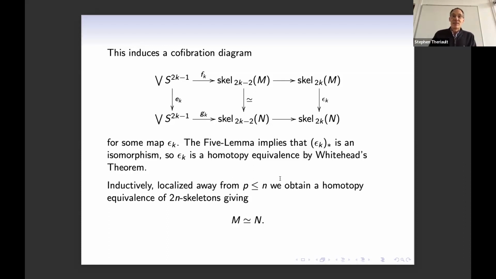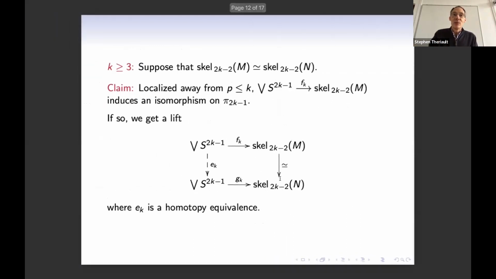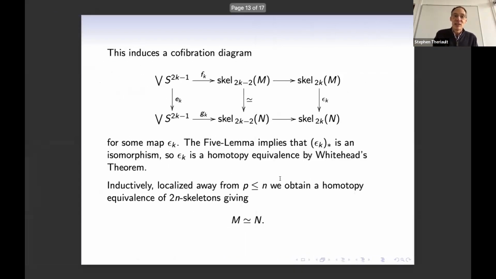And that's the induction. So now you just keep going, you iterate through until you get to the 2n skeletons, which are M and N respectively. And remembering that for the claim, you had to invert primes less than or equal to k at each stage, and the final stage is k equals n. So as long as you invert all the primes less than or equal to n, you end up with this homotopy equivalence. All right, so that's the strategy.